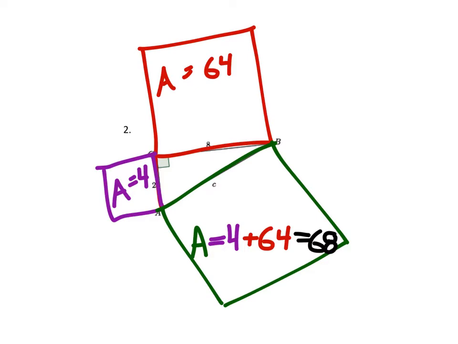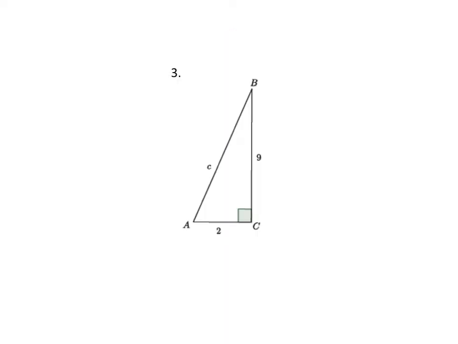Now that's the area of the square. To find the side length, we're going to take that 68 and square root it. So this would be the length of the hypotenuse right there, square root of 68. I'm going to use the same method on this one. Here I've got this leg, which is the length of 2. The area of this square is 2 times 2, which is 4.